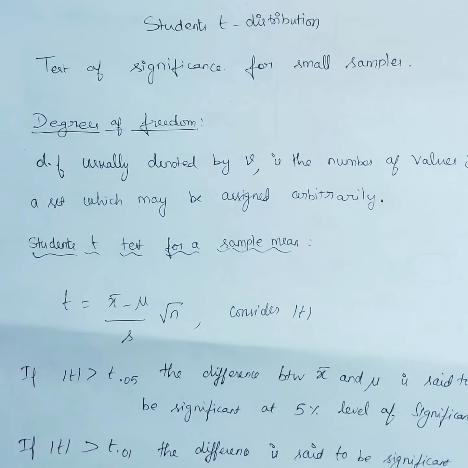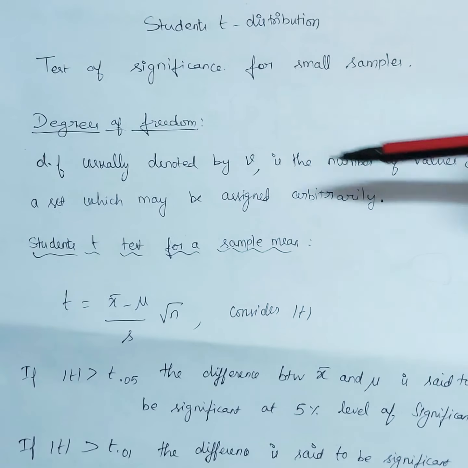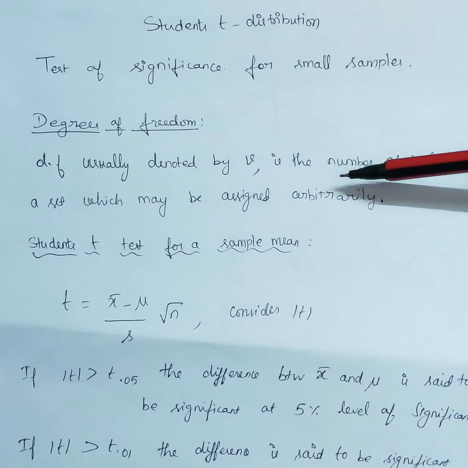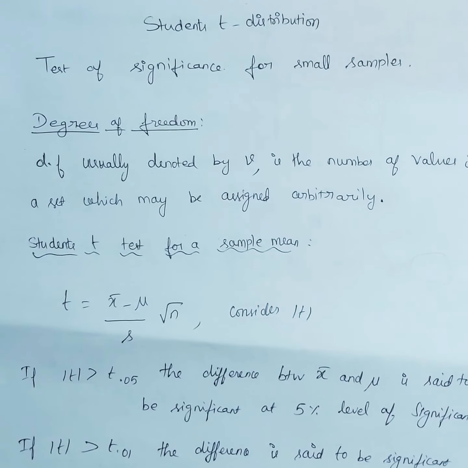Hello everyone. Today we'll learn about the t distribution. The t distribution is a probability distribution, and it is used to estimate the population parameters when the sample size is small or when the population variance is unknown. Coming to the terms, we use degrees of freedom. It is the number of values in a set which may be assigned arbitrarily.